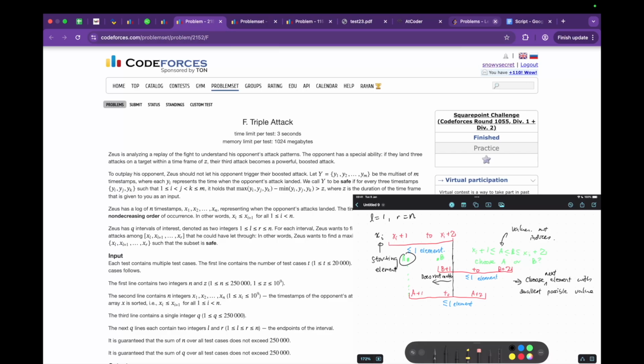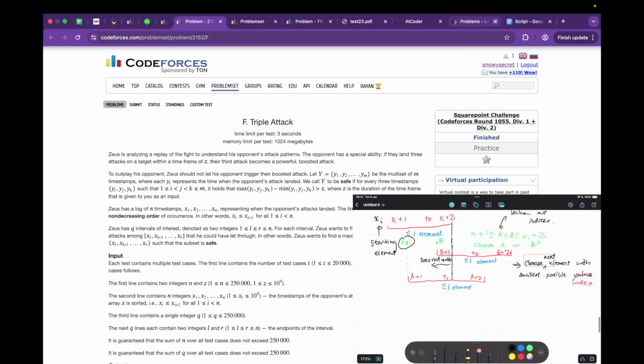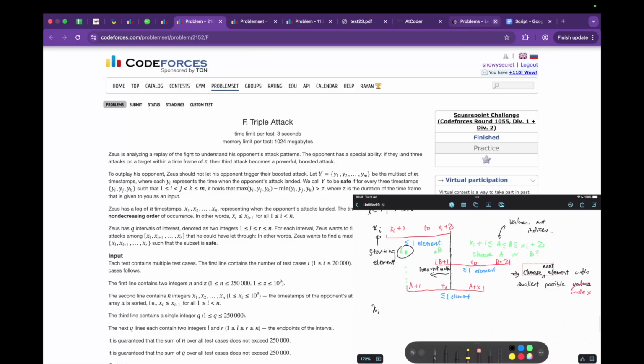And in this problem's case, it's very convenient because the array is sorted. So this translates to we want to choose the next element with smallest possible index. Okay. So basically, what this tells us is that if we start with element xi, the next choice must be xi plus 1.